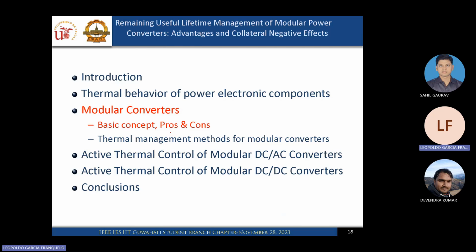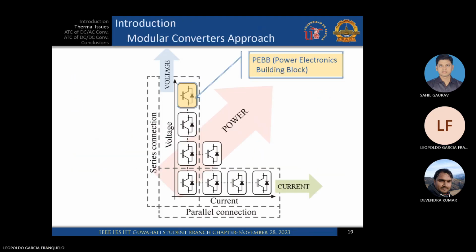Okay, then let's go. Once we have introduced the thermal behavior of the two most important devices, the semiconductors and capacitors, we can go directly to the modular converters. The basic concept of a modular converter is that modules can be connected in parallel to have a higher current, and in series to get a larger voltage. Also in a mix between series and parallel to increase the power. This is something that we will use very simply. Normally, the power electronic building blocks will be very simple, as I will explain later with examples.